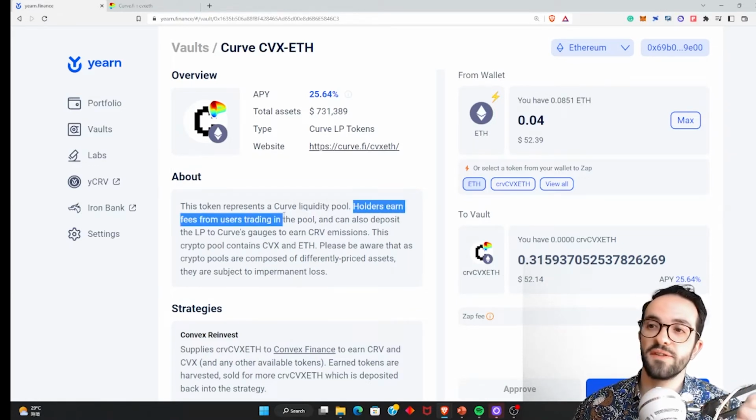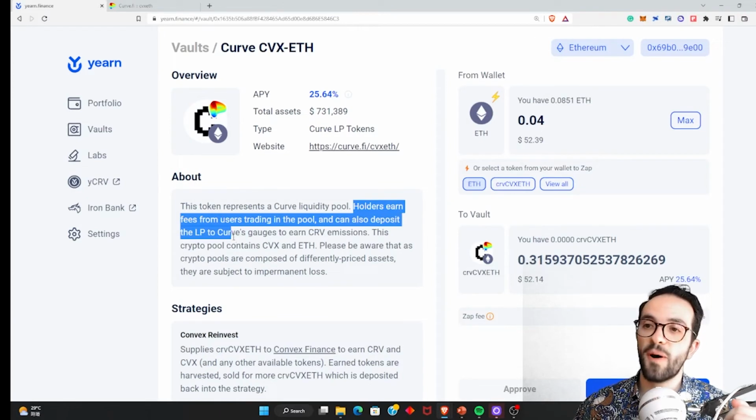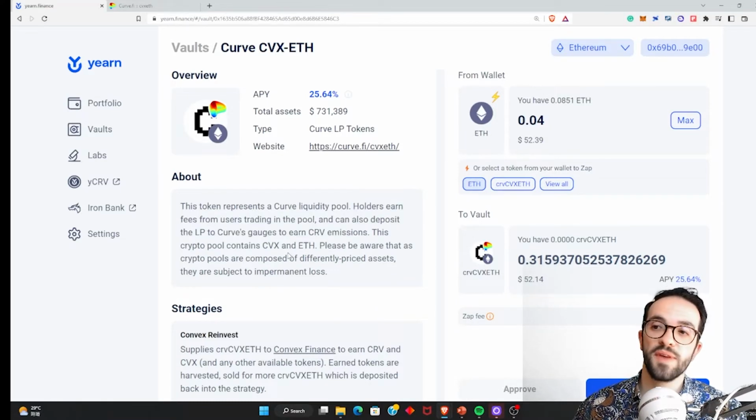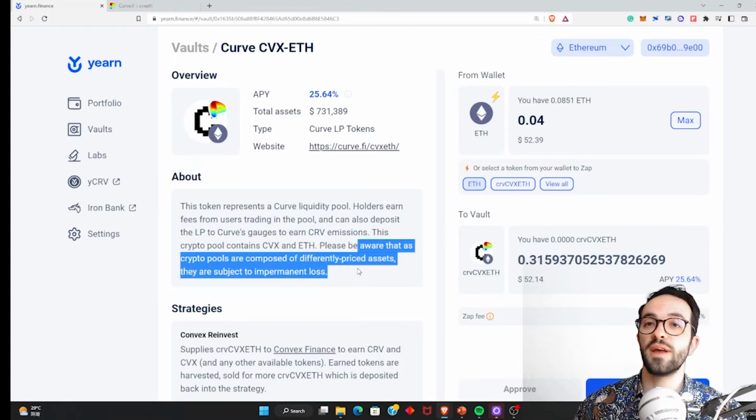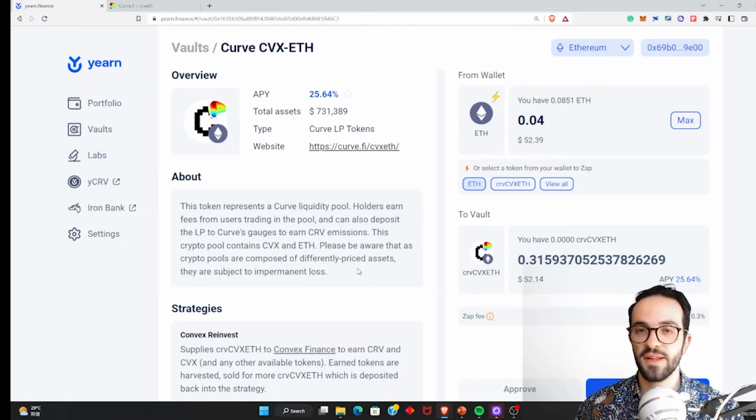So holders can earn fees from users trading in the pool, and can also deposit the LP token to Curve gauges to earn Curve emissions. This crypto pool contains CVX and ETH. And please be aware that this pool is subject to impermanent loss.